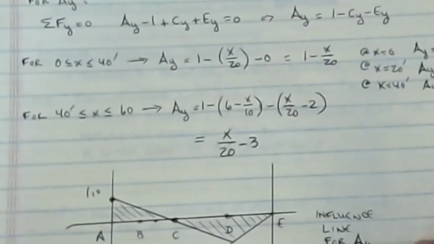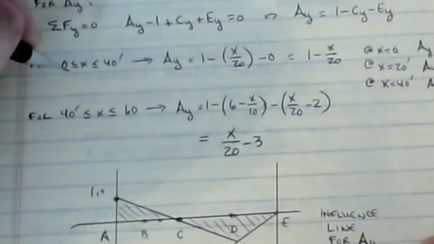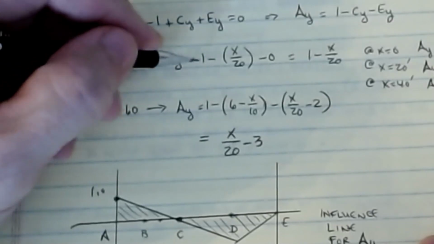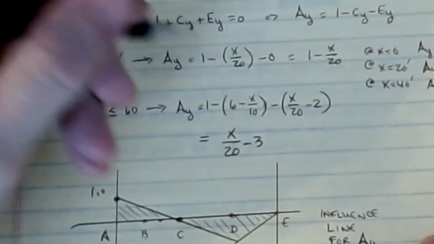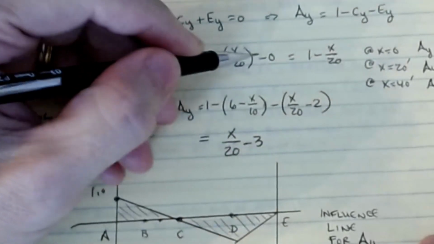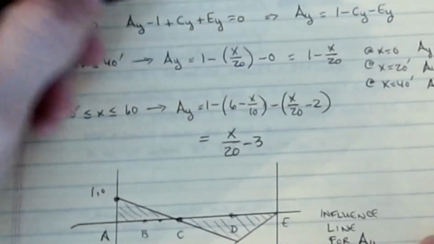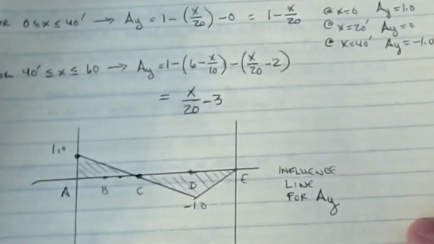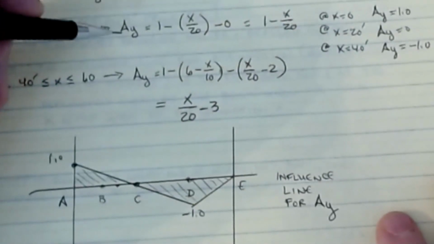So when we are between 0 less than x less than 40, this equation becomes AY is equal to 1 minus, well, we know that CY had an equation of x over 20. We just solved for it. And EY had a 0 value because the load's on this side, and it did nothing to EY beyond. And so that gives me that AY then is 1 minus x over 20.